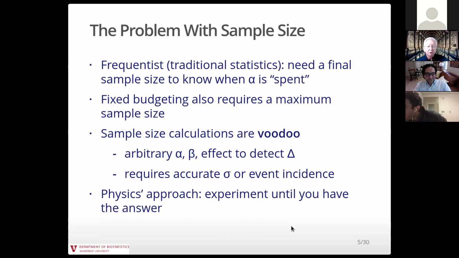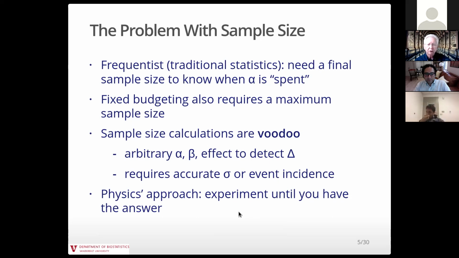And a big problem with sample size calculations is you have to know 4 things to derive a sample size. You have to know the type 1 probability alpha, the type 2 probability beta, or 1 minus the power, the effect that you don't want to miss, delta. And then you either need to know the standard deviation of your outcome if it's a continuous outcome, or the event incidence if you're doing an event study or time to event study. So to know those 4 things simultaneously is actually very, very hard. And so we make them up and we hope for the best.